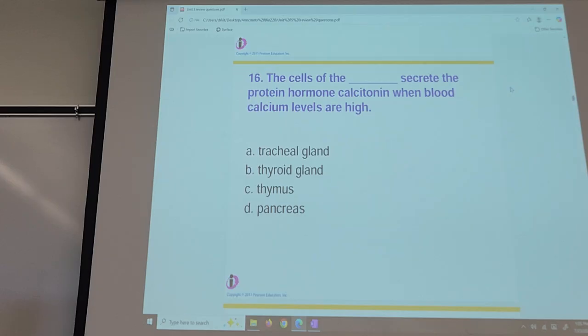The cells of this structure secrete the protein hormone calcitonin when blood calcium levels are high. The thyroid gland, right? Thyroid gland secretes calcitonin.